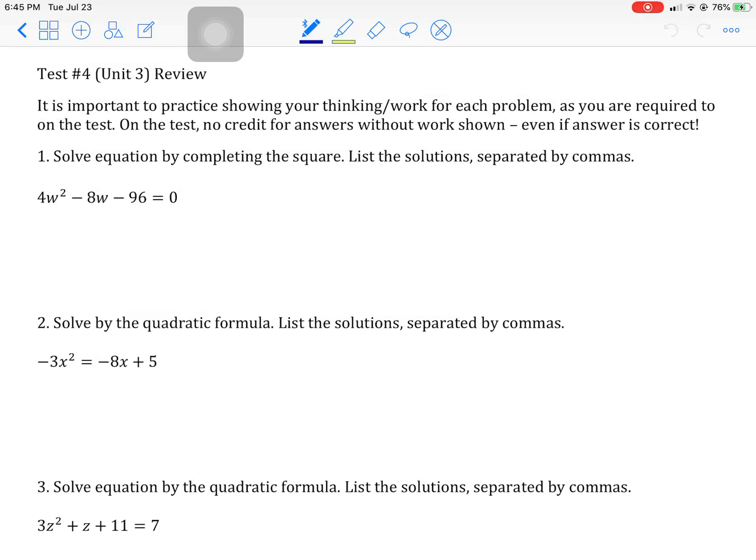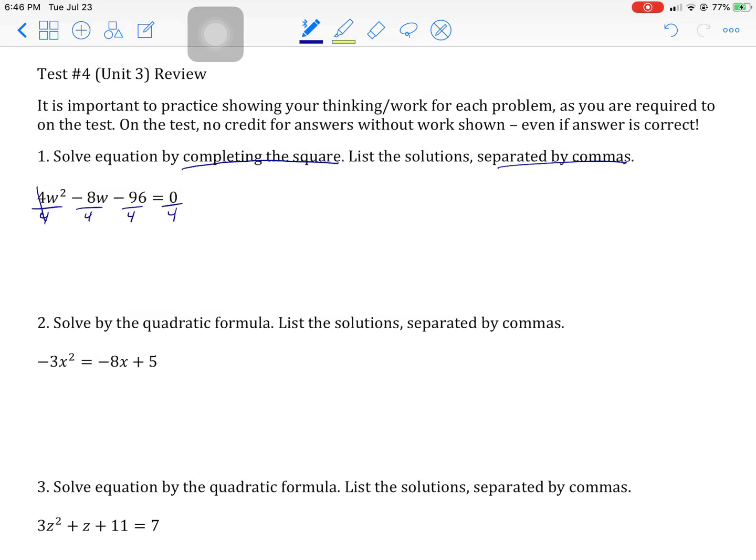So number 1 says solve equations by completing the square. So make sure you're following the directions for each of these. If you get 2 solutions, make sure they're separated by a comma. Okay? Completing the square says step 1, you're supposed to remove any numerical coefficients that are in front of the first term if they're in proper order equal to 0.